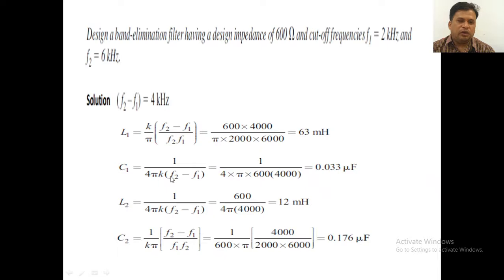C1 is equal to 1 by 4 pi k into f2 minus f1, that is 1 by 4 into pi into 600 into 4000, which is equal to 0.033 microfarad.